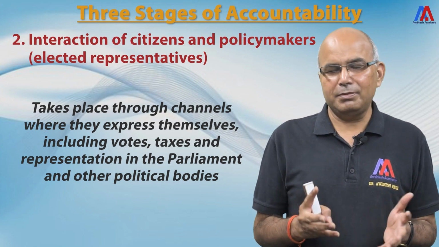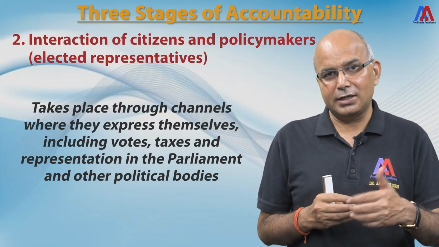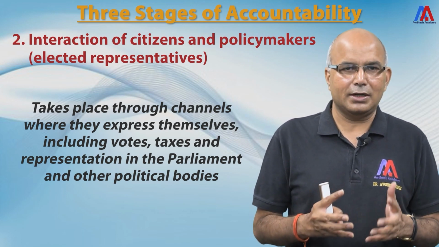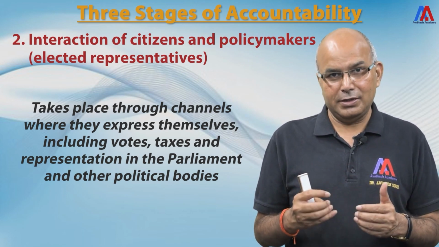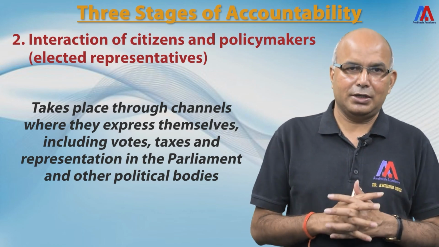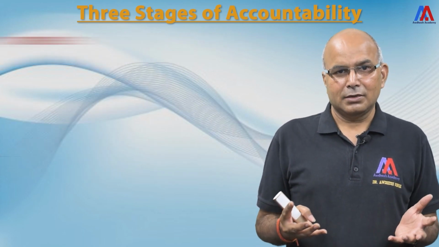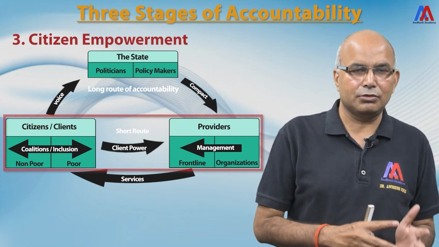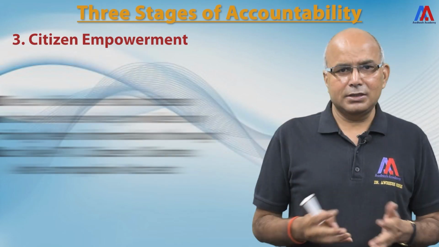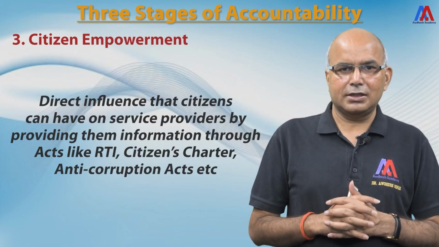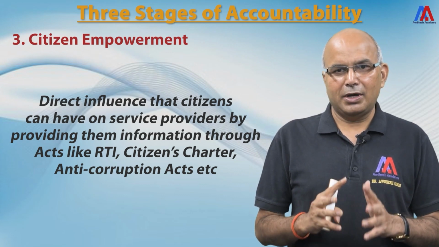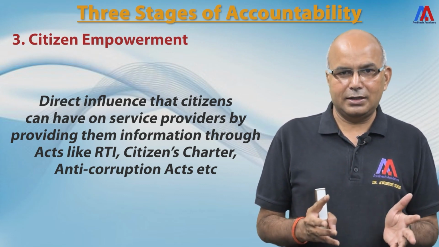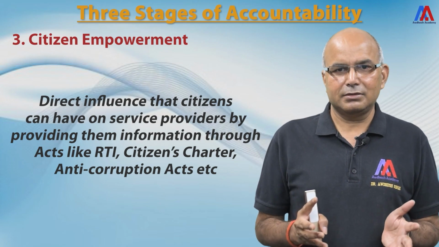Now, the problem here is that the civil servants are not directly accountable to the citizens who are the direct beneficiary of the service. They are accountable only through the politicians. Now we can break the chain and we can directly empower the citizen, and that way we can make the civil servants accountable to the citizens directly. So under the citizen empowerment, there is a direct influence that the citizen can have on the service provider by providing them information through acts like RTI, Citizens Charter, Anti-Corruption, etc. That means through these acts, the citizens can directly take the civil servants to task.